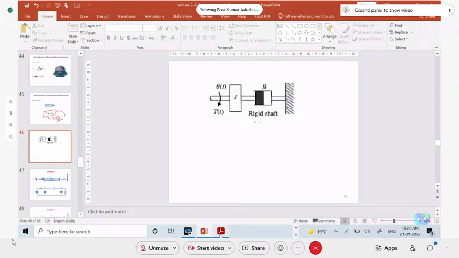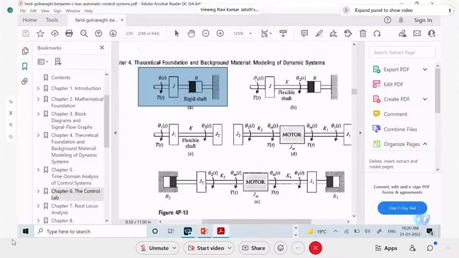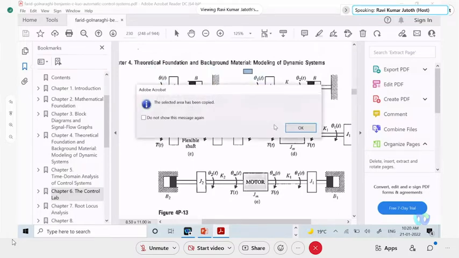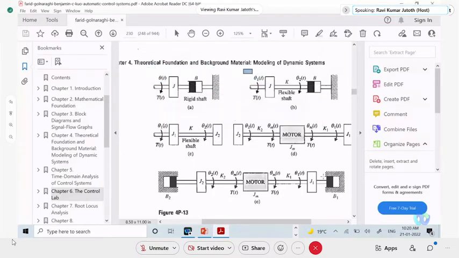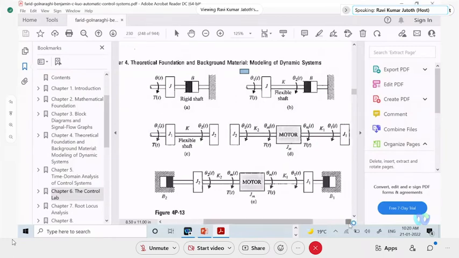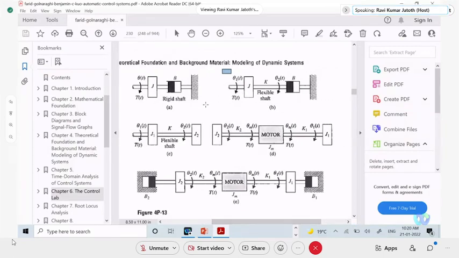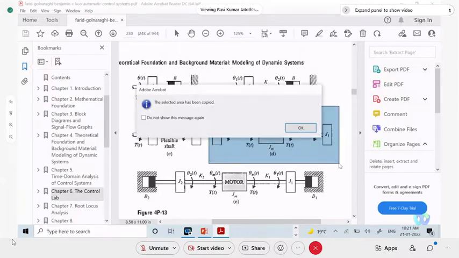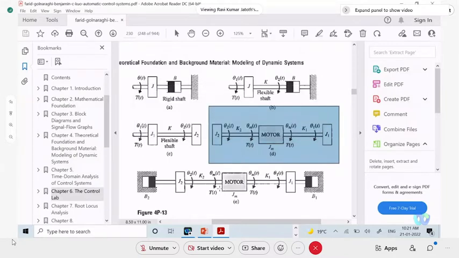Okay, so this is one example, and this is another example. So I think better I can solve this, right? Fourth one. So you can do the rest of the things.